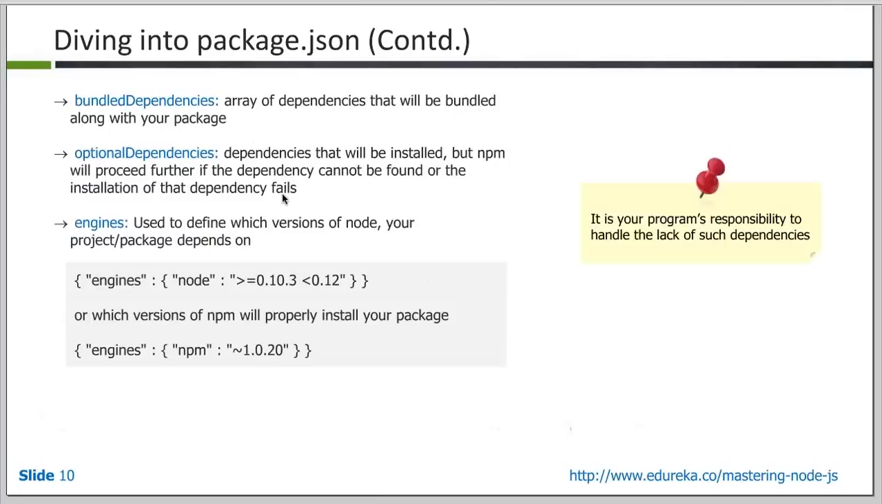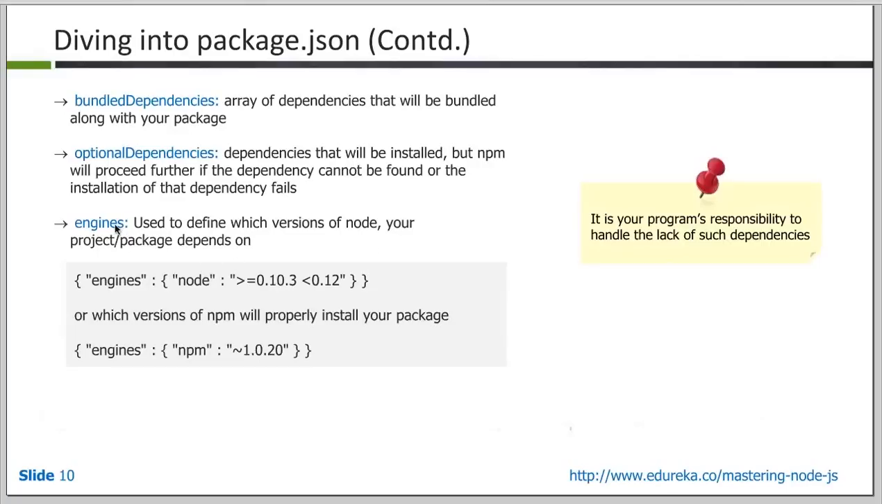So generally the core modules of Node use these concepts, bundle dependencies and optional dependencies. Sometimes when you're running an NPM install of a core package, you might see this optional package failed or bundle dependency not available. Still the development works because they have written it in such a way.